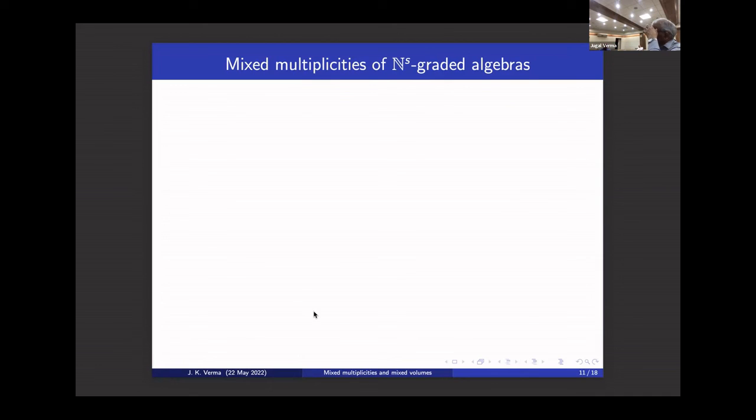So how do you prove that the volume... So that's in the last few slides. Right.